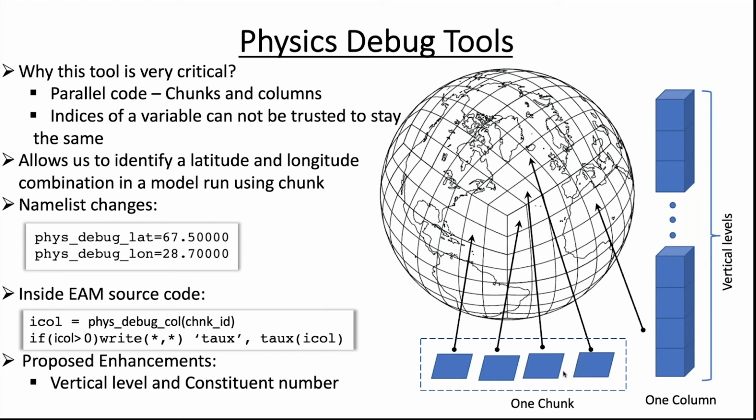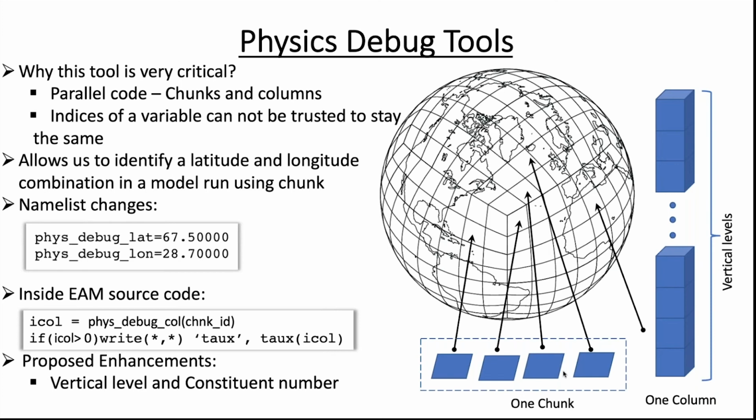So when we have columns and we group them together, we call that a chunk. A chunk is a group of columns, and when we are running on multiple processors, we assign each processor multiple chunks. So each processor gets multiple chunks, and in those chunks we have columns.